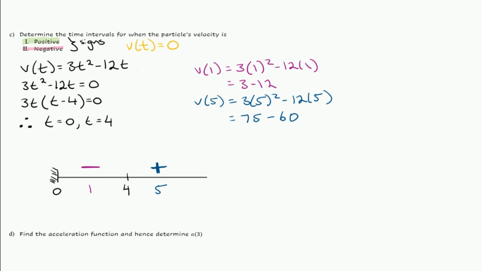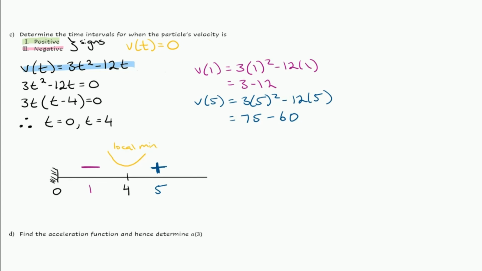This makes sense as my velocity function up here is a quadratic, so I should be seeing a change in signs. So because it's going from a negative to a positive here, I know that this must be, in fact, looking a little bit like this. So it must be a local minimum. However, my question doesn't quite ask me this. It says determine the time intervals for when the particle's velocity is positive.